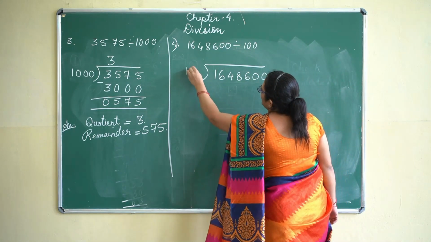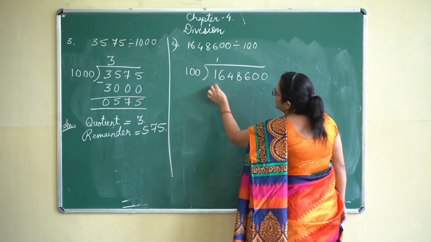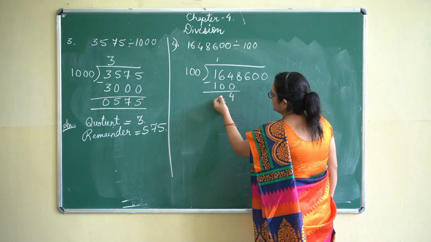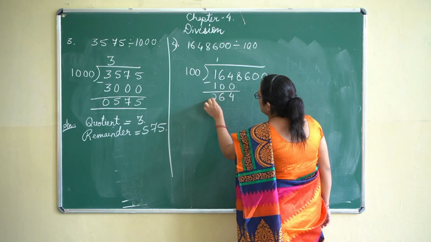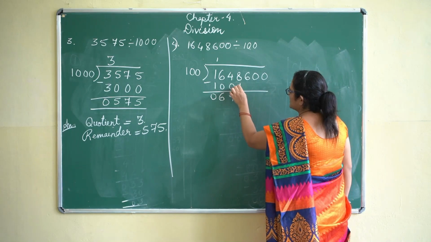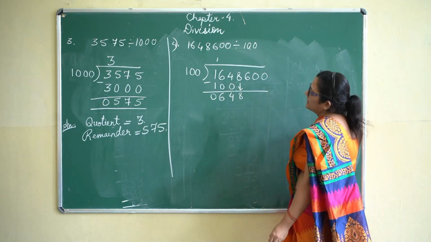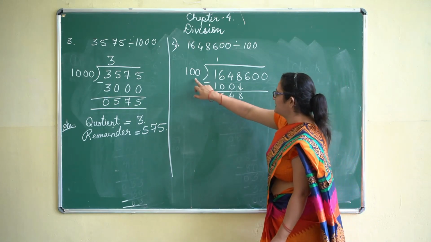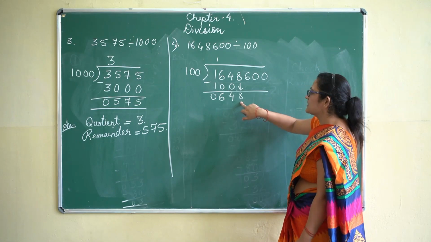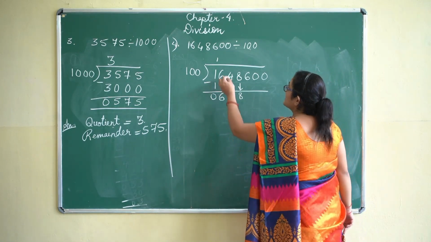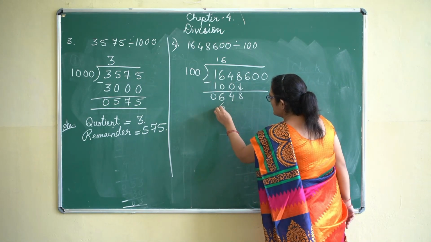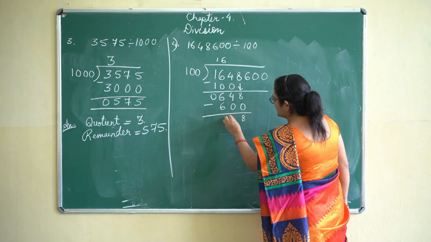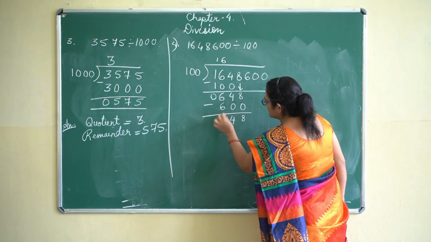16,48,600 divided by 100. 100 ones are 100. Subtract: 4 minus 0 is 4, 6 minus 0 is 6, 1 minus 1 is 0. You bring the next number down, 8. Now what do you get? 648. In the table of 100, 648 doesn't come, but smaller than 648 is what? 600. 100 6s are 600. Subtract: 8 minus 0 is 8, 4 minus 0 is 4, 6 minus 6 is 0.